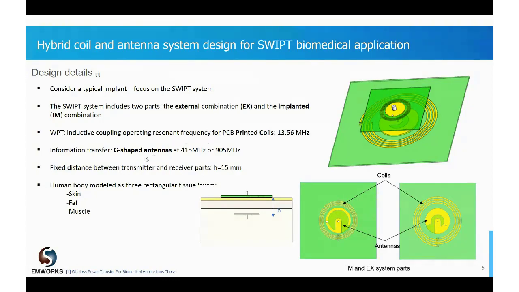And for information transfer, we're going to consider a G-shaped antenna. Again, we'll consider two alternative ISM band frequencies. What's the difference between 415 and 905 megahertz? Which one should you pick? For design purposes, in this case, we fix the separation H at 15 millimeters. And we obviously modeled the skin, the fat and the muscle in this design. So this is the example that we considered, and in the live demo, we're going to show you more about this model, how it's done inside SolidWorks.